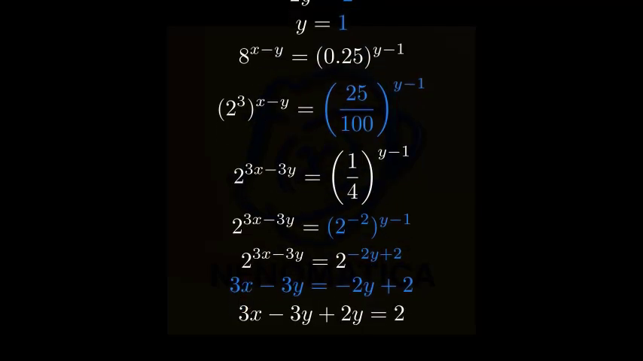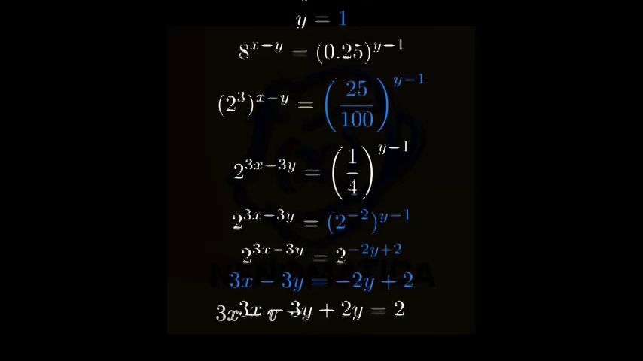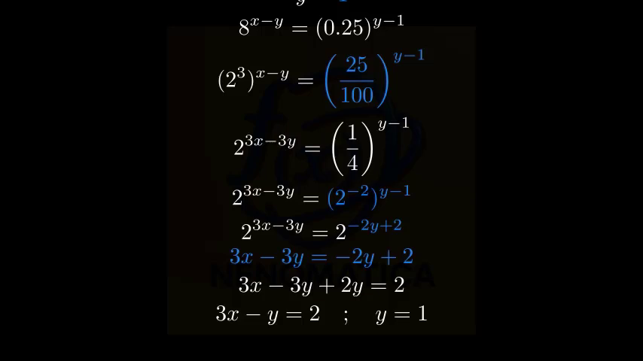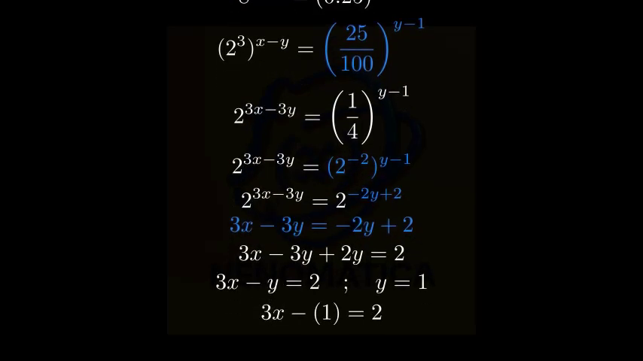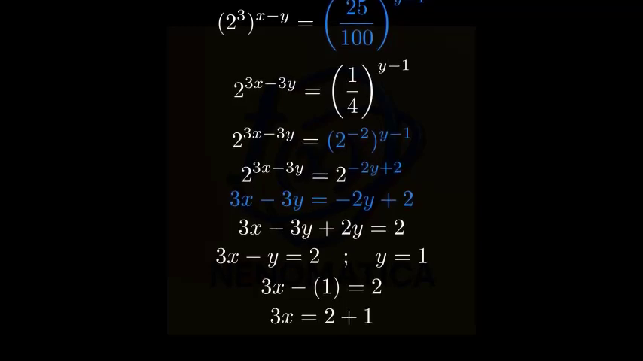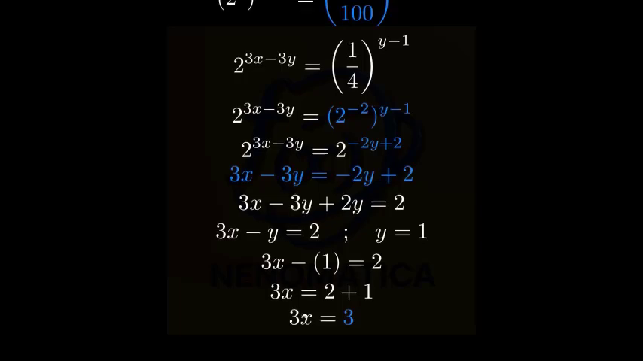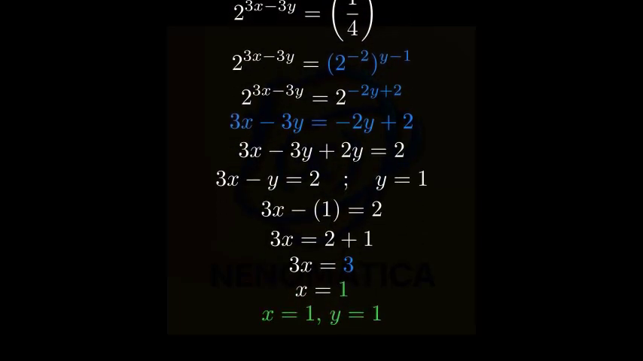Let's add 2y to both sides to get 3x minus 3y plus 2y equals 2. Simplifying, we get 3x minus y equals 2. And we already know that y equals 1 from the first equation. Let's substitute y equals 1 into our equation. We get 3x minus 1 equals 2. Adding 1 to both sides, we get 3x equals 2 plus 1. This gives us 3x equals 3. Finally, dividing both sides by 3, we get x equals 1. So our solution is x equals 1 and y equals 1.